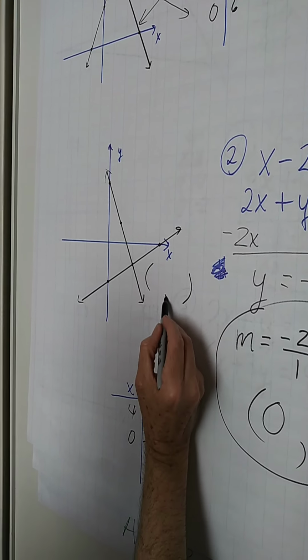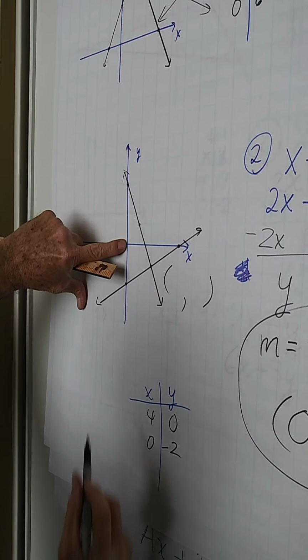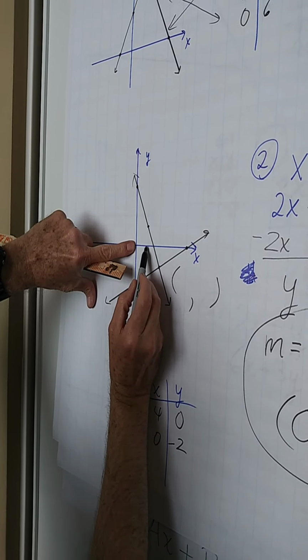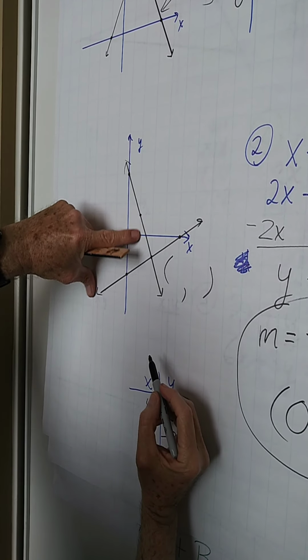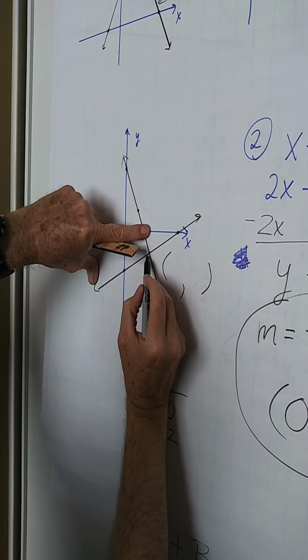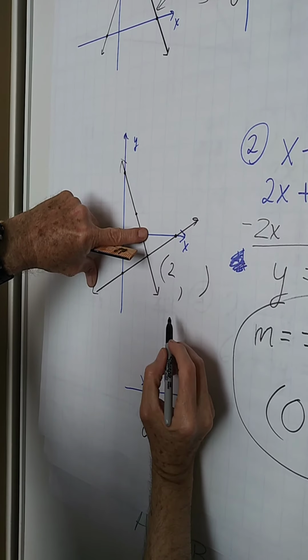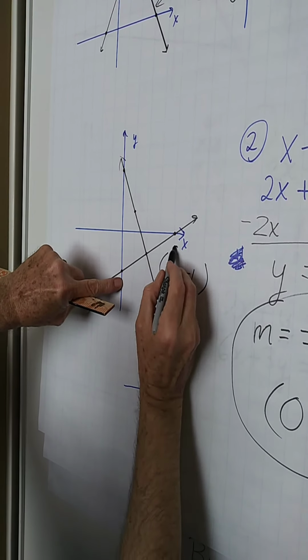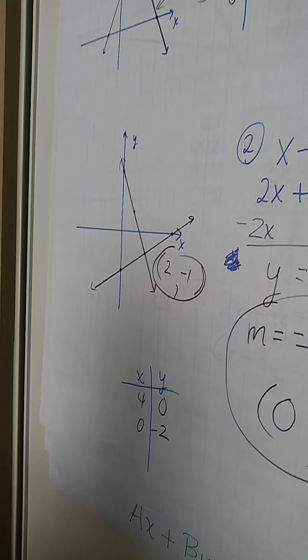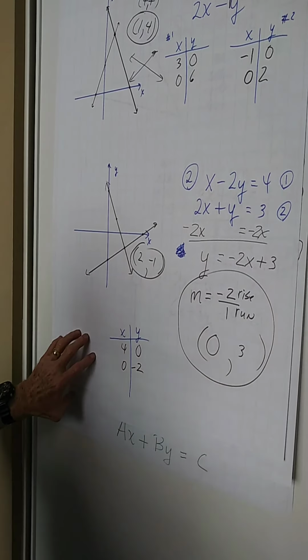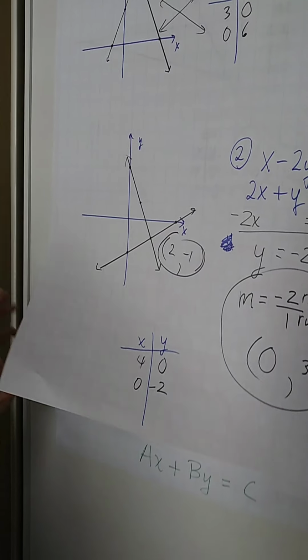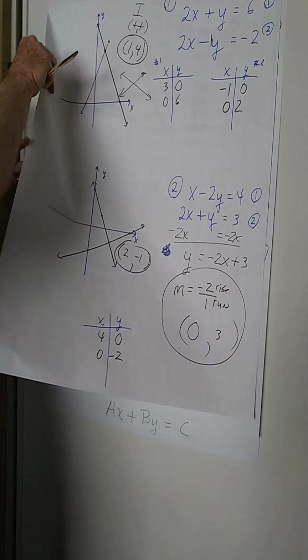Start at the origin. X is 1, 2. X is 2. 1, 2, down 1. X is 2, y is negative 1. There would be the solution for that system. I'm not going to check it. It will work. I'm going to get rid of this sheet.